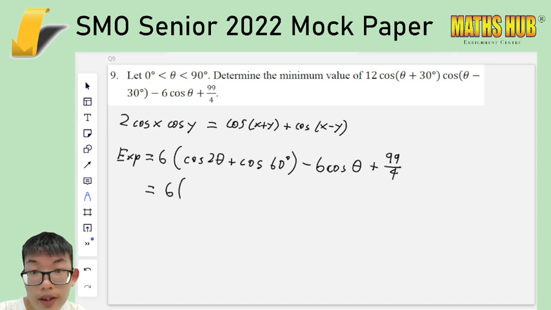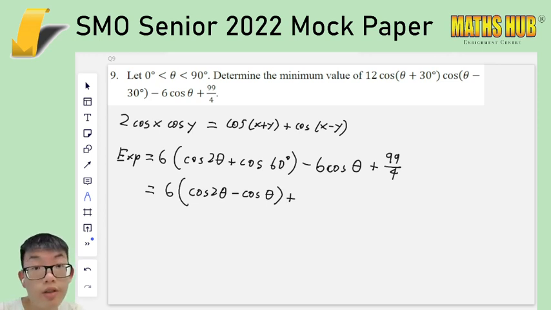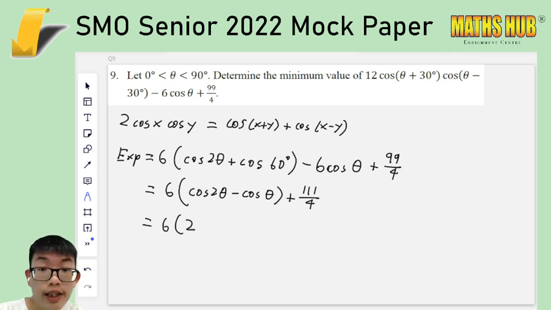So I'm just going to write it like this. 6 times cos 2 theta minus cos theta plus 6 times half is 3, so you get 111 over 4. And then once you apply your double angle formula, this becomes a quadratic in terms of cosine theta. So 2 cosine squared theta minus 1 is the double angle formula for cosine.